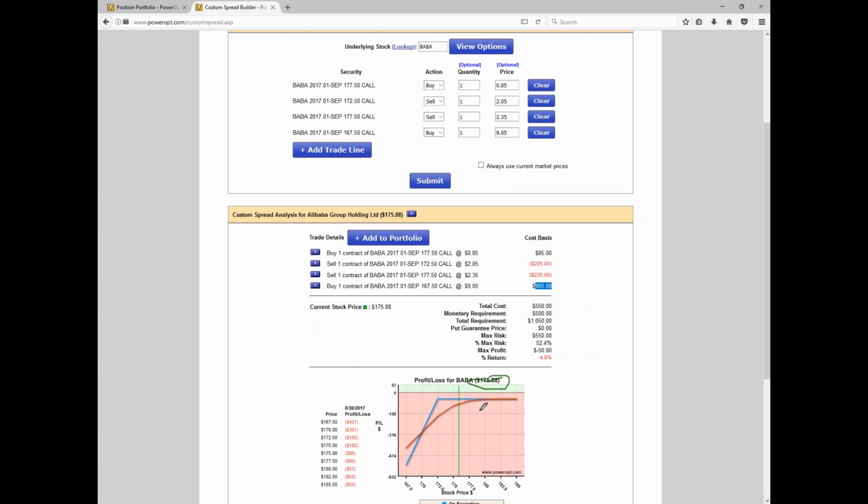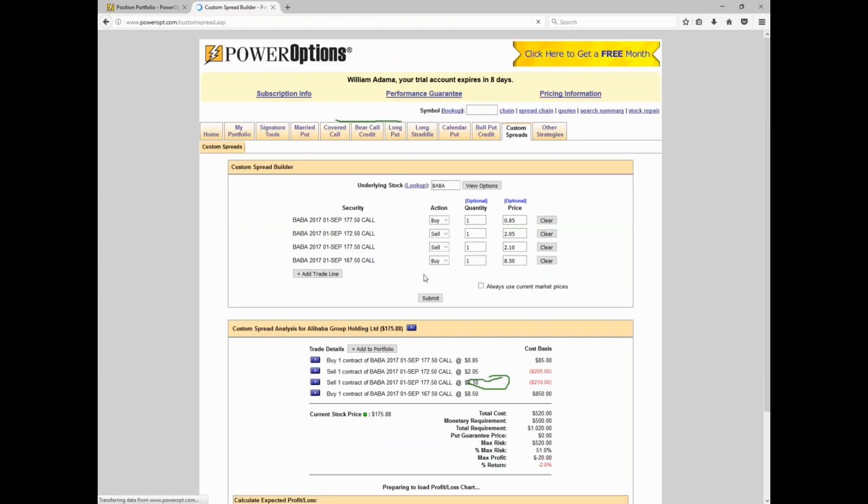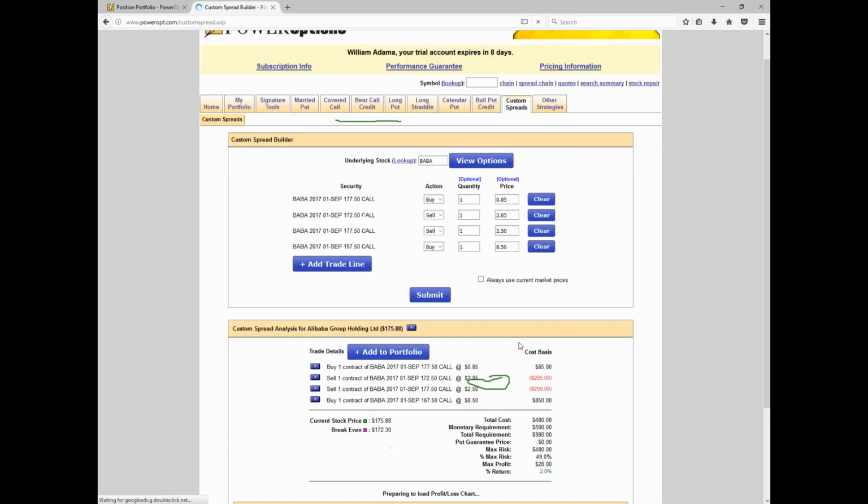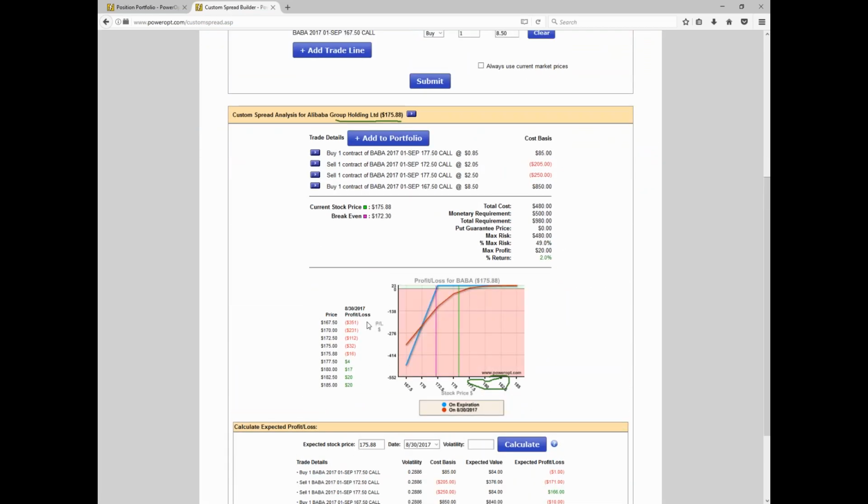If this was at 175, the 177.50 I might only get, let's say, 2.10 for. And the 167.50 with 7 days to go, if it's right at 175, let's say I just paid $8.50 for it. Actually, no, I'm sorry, I meant, let's say we got $2.50 for this. Okay, so I'm just showing this as an example. We took the original bear call credit, which was here, and we took the long option, swung it down to the new strike.